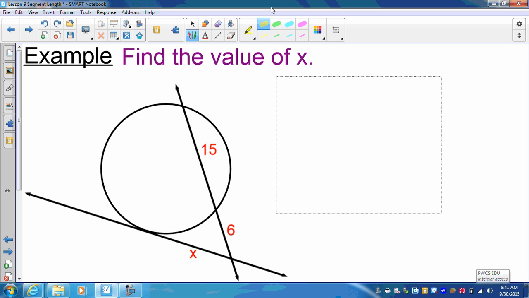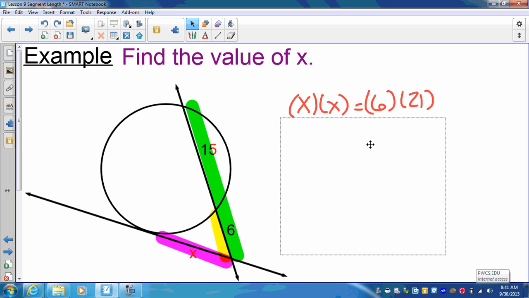So go ahead and try this one with a secant and tangent segment. I'll start with the secant. The secant has an outside of 6, and the whole thing is 6 plus 15. So the whole thing is 21. And remember, for a tangent, we only have one piece, so that's the outside and the whole. So we'll plug x in for both of those.